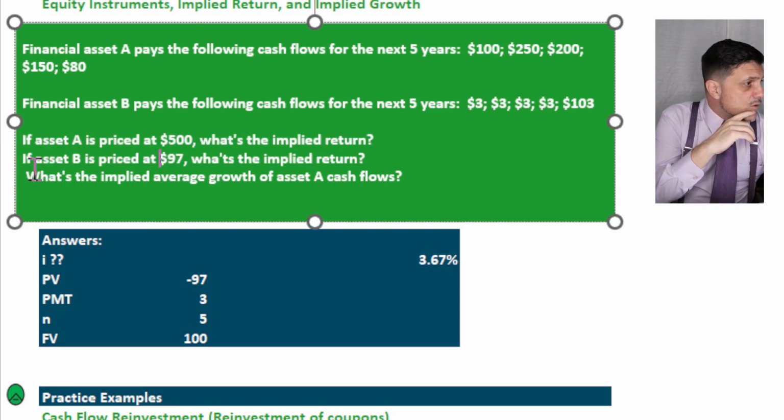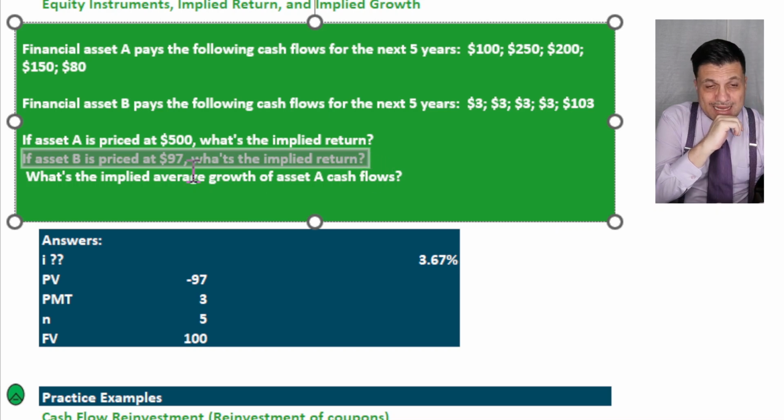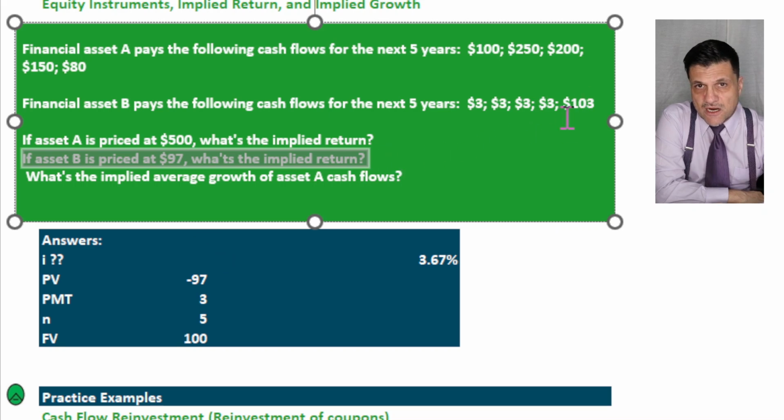Now, what is the implied asset return for asset B? Well, for the asset B, you don't need to use the net present value because the cash flows are the same. It's $3, except for the last one, but the last one you're just getting your money back, right? So that's called the face value.